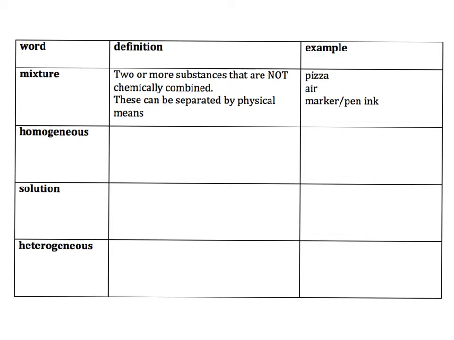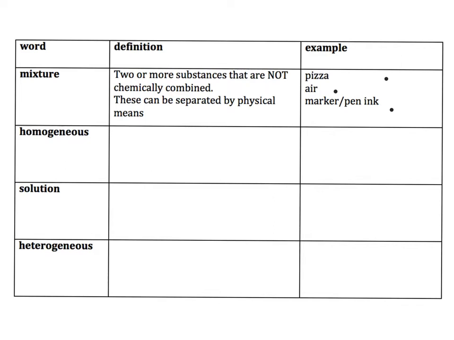That's just not possible. So you have to have some things that are, sure, they can be water and something else, like salt. You have salt water. You could take that salt out of the water. That's a mixture. So the examples here are a pizza, air, and a marker or pen ink. I can separate all of those things.